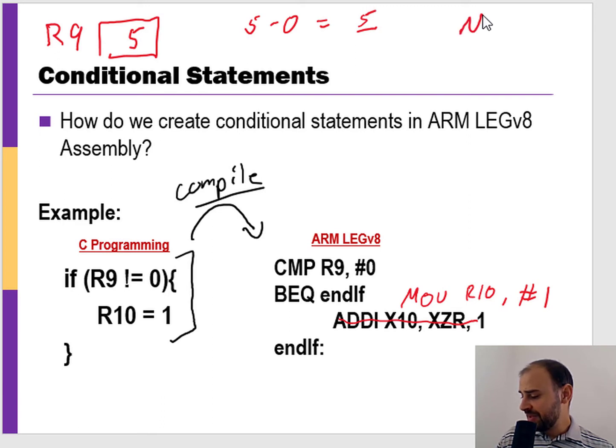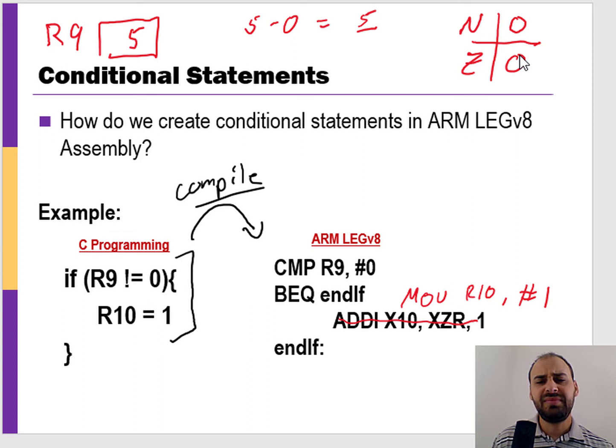The n bit in the current program status register is going to be 0 for false because that result is positive, it's not negative. And the z bit is going to be false because that result is not 0. Then when we hit this line here, BEQ, which stands for branch equal, this instruction checks the z bit and says, is it 1 or 0? If it's 1, it means the previous comparison was equal, and so it's true. If it's 0, it indicates that they're not equal. So in this case, since it's 0, it falls into this line here, and we set R10 to 1.